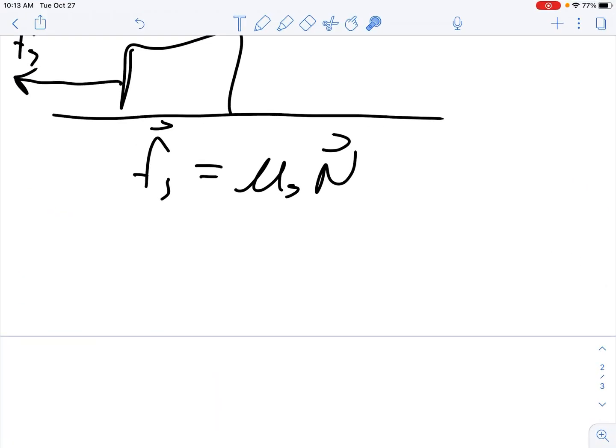Alright, I hope that makes some sort of sense. As far as I can tell, that's all we really need to talk about friction. I think we need to start doing some problems. So when we're done with this, we'll do some problems up at the whiteboard.